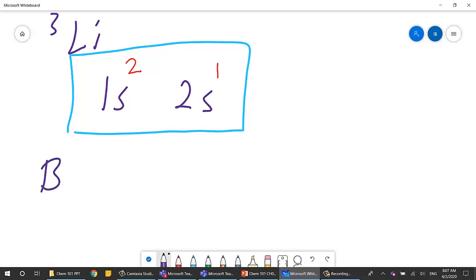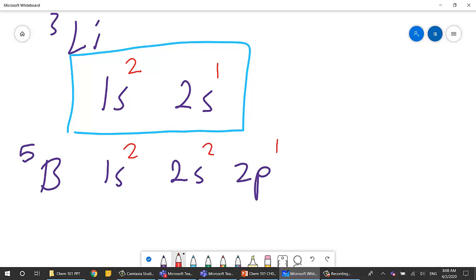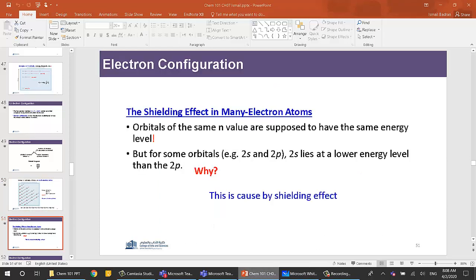Boron has 5 electrons on it, and therefore you can go with 1s, 2s. Now the 1s takes 2 electrons, this one 2 electrons, so there's 1 electron left that goes to the 2p orbital. So in boron we have this electronic configuration and so on. The more you practice this, of course, the better.